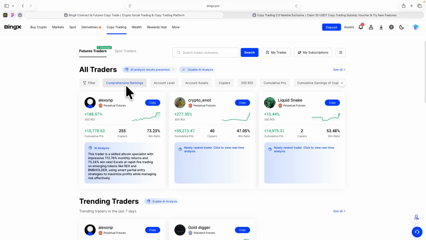So you just set up the amount you want to use to copy, and that is all. And when that trader takes a trade, you automatically take the trade. If the trader makes a profit, you also make a profit. If the trader makes a loss, you also take the loss right there. I hope you understand. So whether you make money or lose money, it all depends on the trader you are copying.